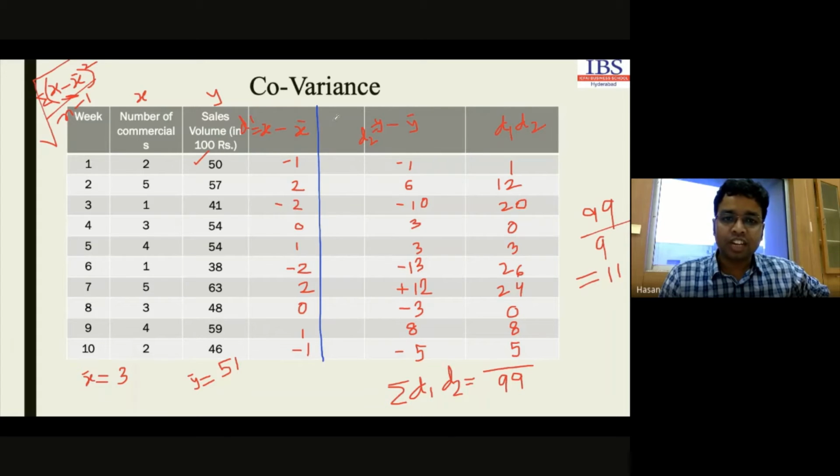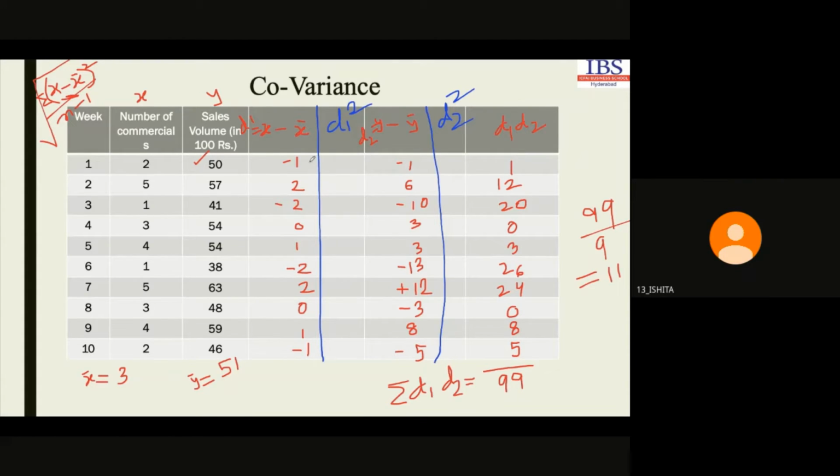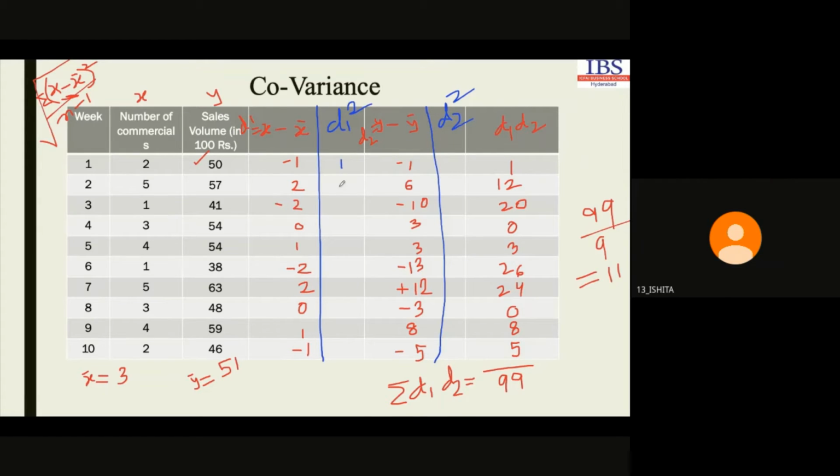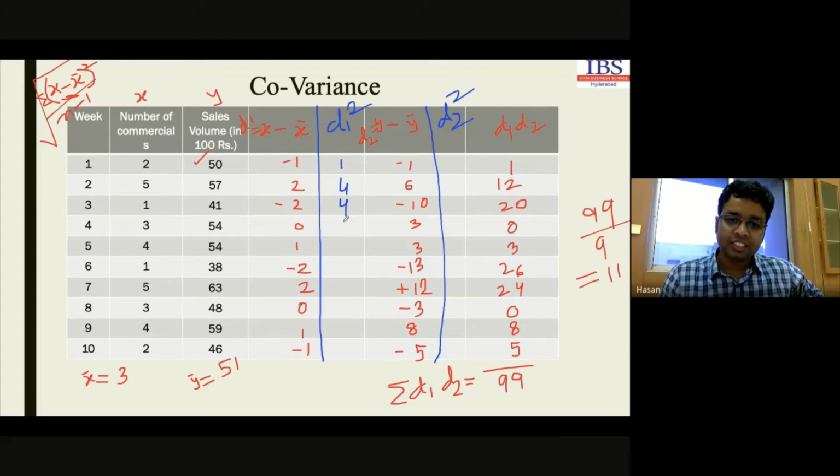We have to take the square of d1, and then again we have to take the square of d2 also, right? So if we take the square of d1, then minus 1 squared will be 1, then 1, 4, 4, 4, 4, 0, 1, 1, 4, 4, 4, 4, 0, 1, 1. It is also very easy.